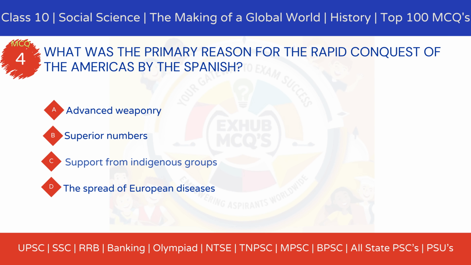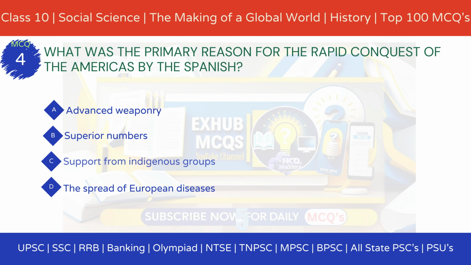MCQ 4. What was the primary reason for the rapid conquest of the Americas by the Spanish? Option A, advanced weaponry. Option B, superior numbers. Option C, support from indigenous groups. Option D, the spread of European diseases.